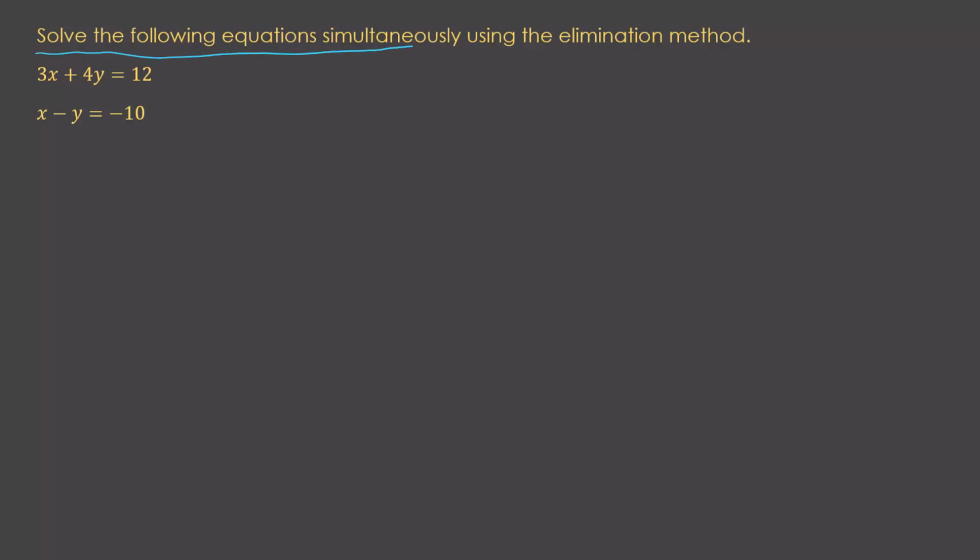Solve the following equations simultaneously using the elimination method. Now if we look at 3x plus 4y is equal to 12 and x take away y equals negative 10, let's call them 1 and 2, we can see that we have different number of x's.